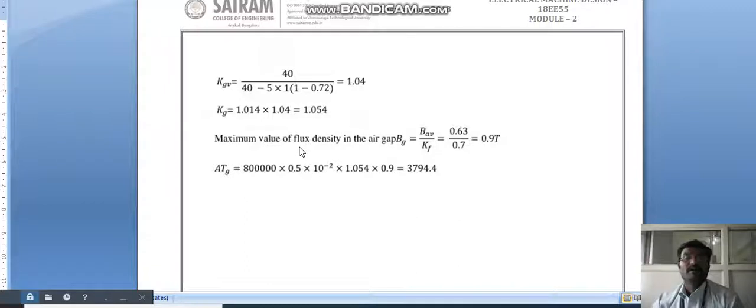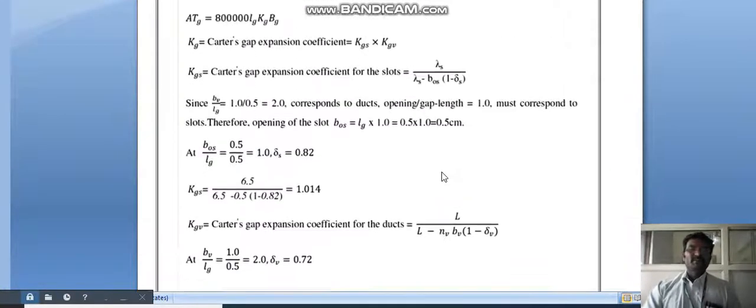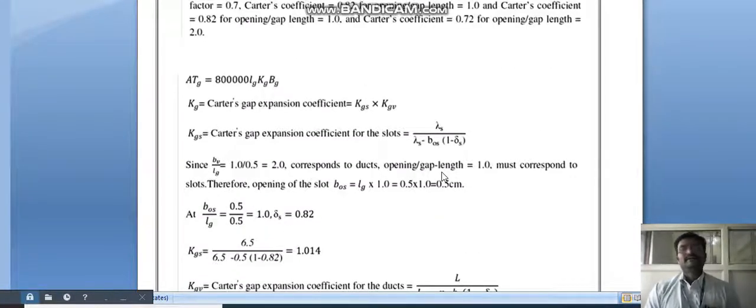Maximum value of flux density in the air gap, Bg, is equal to Bav by Kf. The value of 0.63 divided by 0.7 is equal to 0.9 T. So ATg is equal to 800,000 into 0.5 multiplied with 10 power minus 2, into 1.054, into 0.9, and we will get the value of 3794.4.